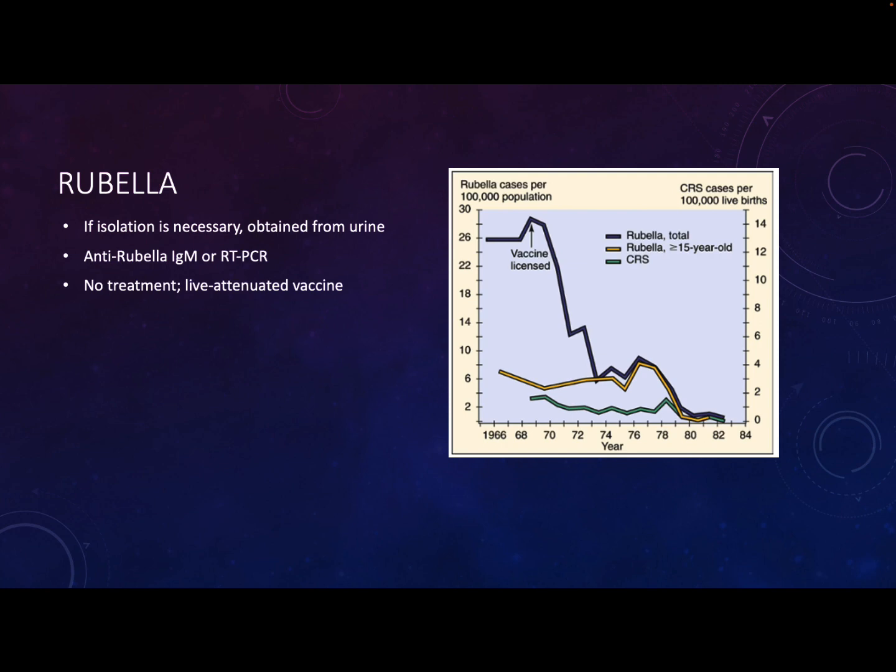So again, the vaccine was licensed in the late 1960s, right after that outbreak. And the cases dropped significantly, total cases of rubella. The yellow line represents people over the age of 15 who developed rubella. And then in green, this line represents the number of children who were born with congenital rubella syndrome. And you see that the number basically goes down to 0 by the early 1980s. And that's, again, because of that robust vaccination program.